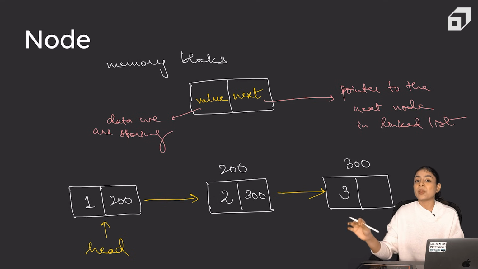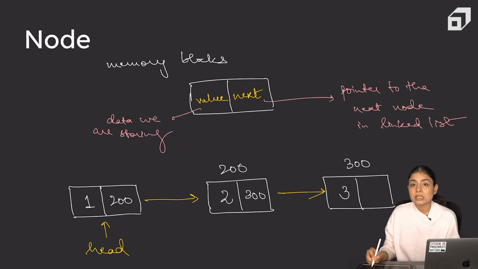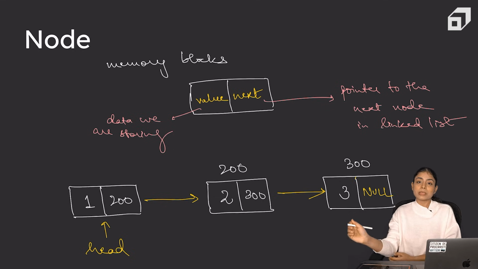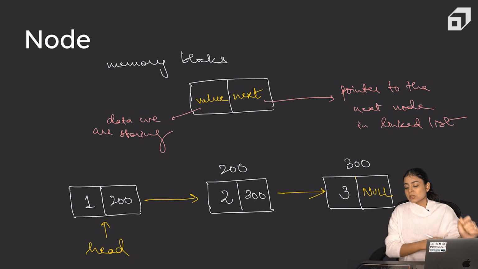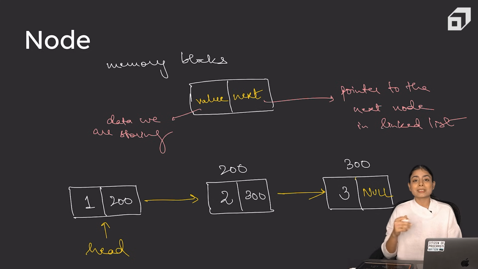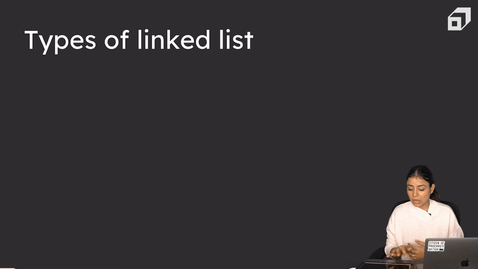And how do I know where my linked list is ending? That is known because in the last node of my linked list, the next value will be null. It will be a null pointer. So whenever the next part of any node is null, that means that is my last node in my linked list. Alright, so this is the example of a linked list. Let's try implementing this in code now.